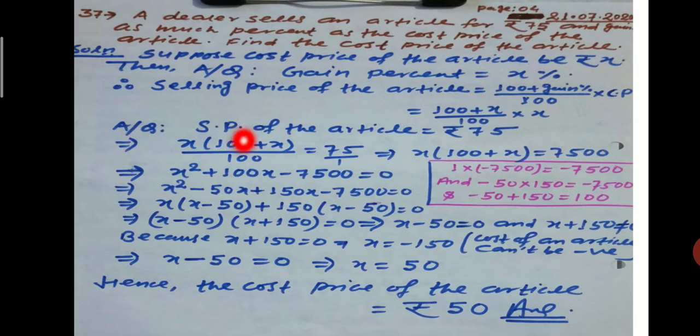Therefore according to question SP of the article will be equal to rupees 75. Then this is the SP of the article. This implies that x multiplied by 100 plus x upon 100 is equal to 75 upon, nothing is there, then 1 is here in denominator. Now cross multiply it. x multiplied by 100 plus x will be equal to 7500. So 100 multiplied by 75 is equal to 7500.